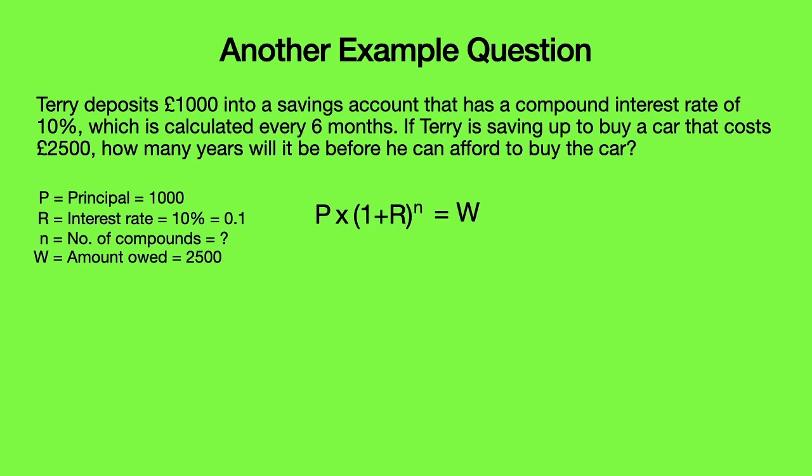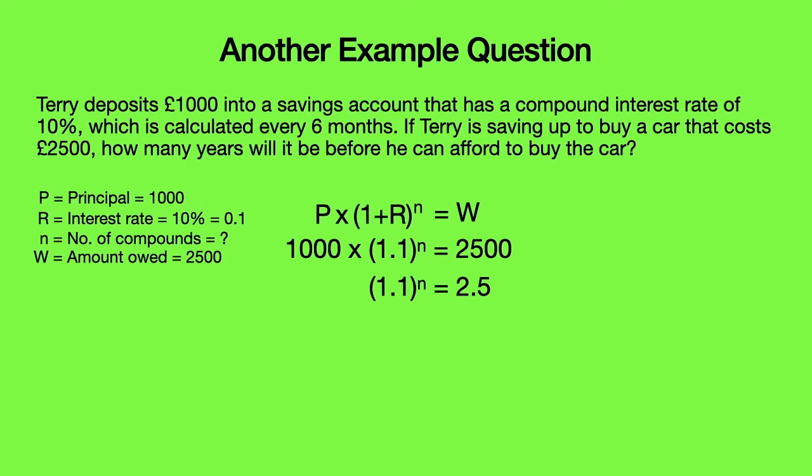Again, you're going to start by putting the information that you do have into the formula, and what you'll end up with when you cancel that down is 1.1 to the power of n equals 2.5. Now this is where it gets slightly more complicated, because we'll have to use a function that a lot of you might not know about.